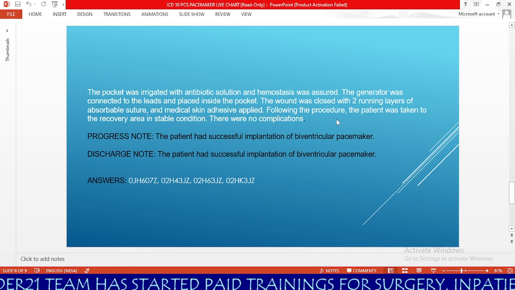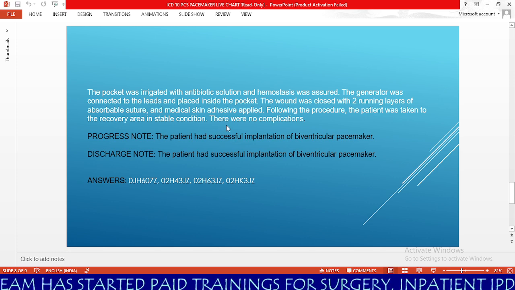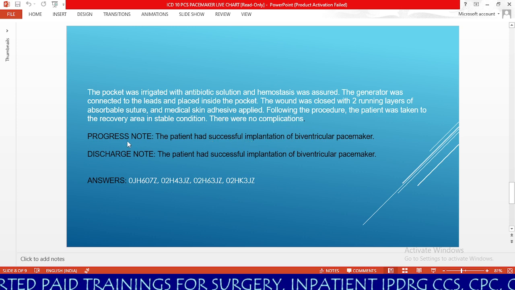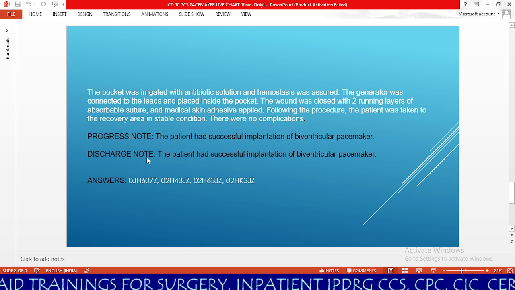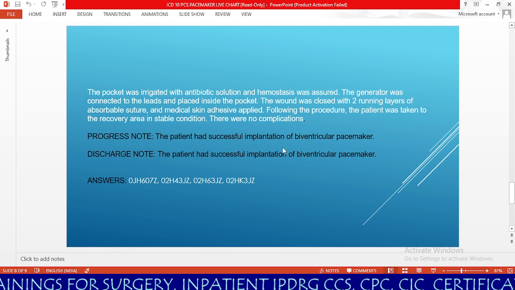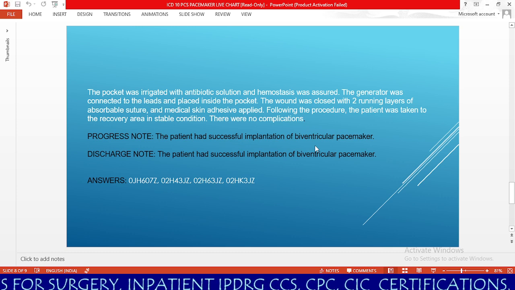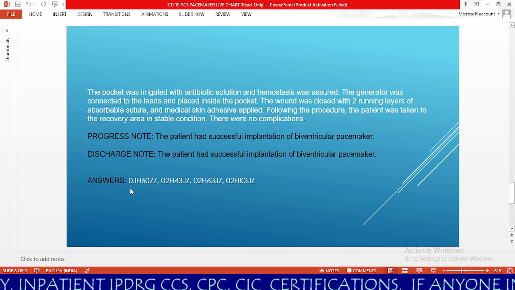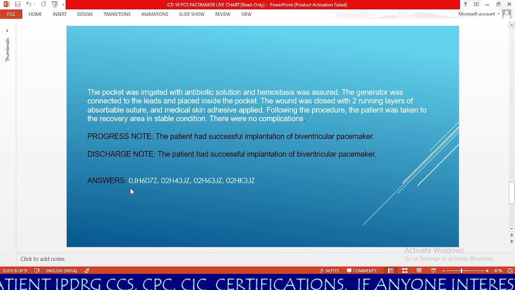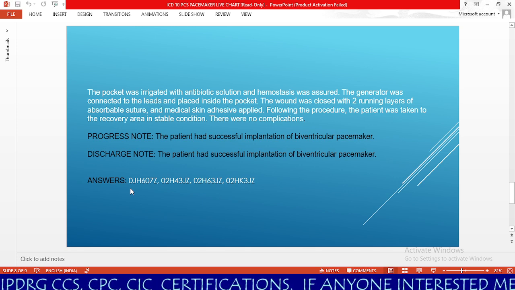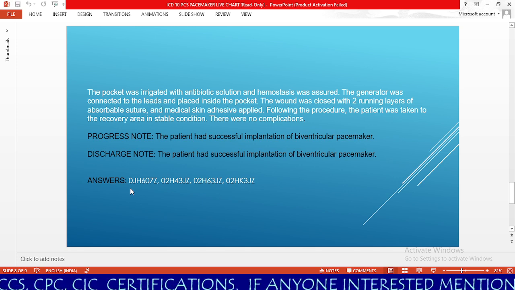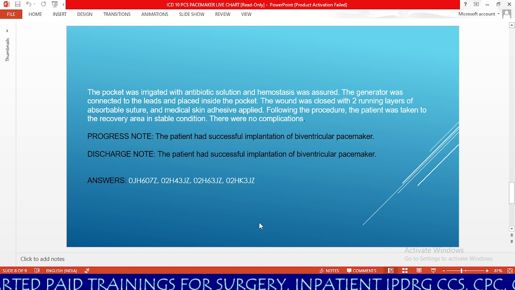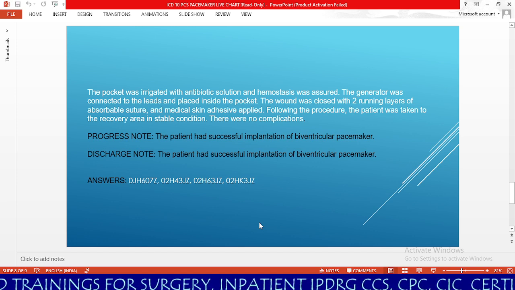Following the procedure, the patient was taken to the recovery area in stable condition. There were no complications. After the procedure, we have progress notes and a discharge note. The patient has successful implantation of biventricular pacemaker. So here are the answers for us. Here we need to code four codes. The first one is the pacemaker generator, or pulse generator. The next three codes are for lead insertion. Each and every lead we need to code separately. So now, first we will code for pacemaker generator insertion.